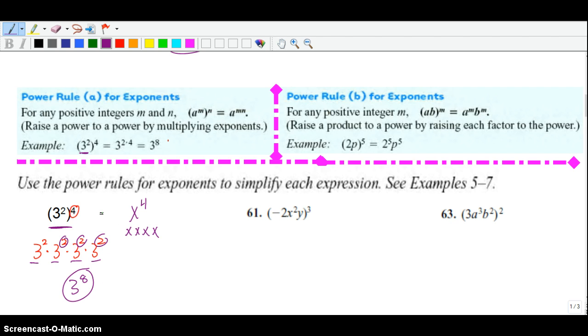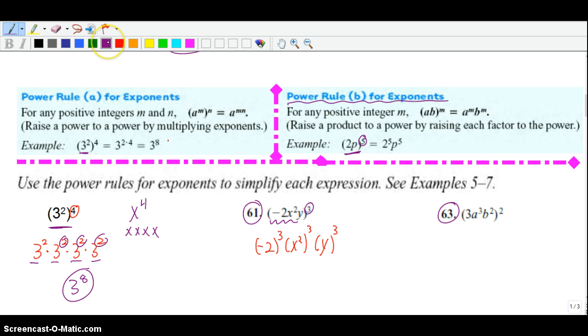Okay, so let's look at 61 and 63. You definitely have problems like this in your homework, okay? So the way I like to do it is, and you can see from power rule B that whoever's inside the parentheses gets that exponent on the outside. So everybody inside here is invited to the party. Everybody gets that power of 3. So I like to do it individually. So the negative 2 gets raised to the power of 3. The x squared gets raised to the power of 3. And the y gets raised to the power of 3.